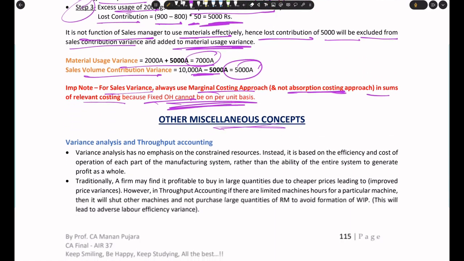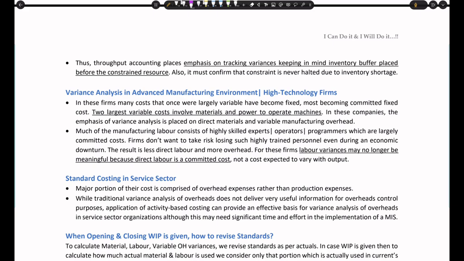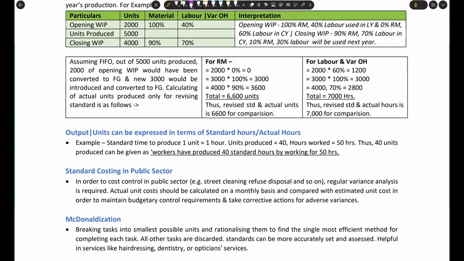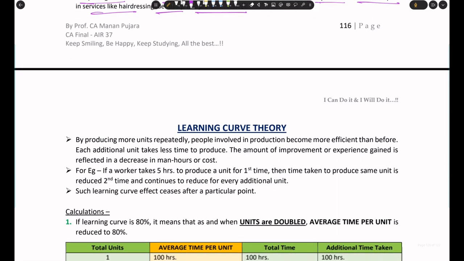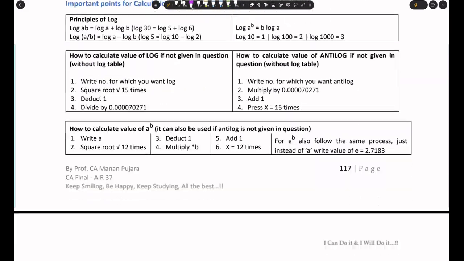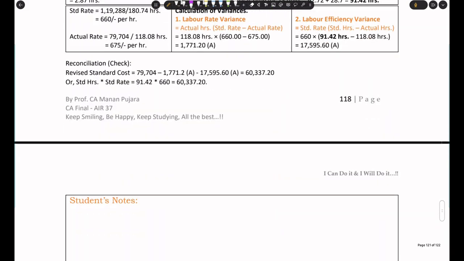Now we are discussing McDonaldization: breaking tasks into the smallest possible units and rationalizing them to find a single most efficient method for completing each task. All other methods are discarded. Standards can be more accurately set and assessed, helpful in services like hairdressing, dentistry, optician services. Then there is the learning curve theory. You can read it and this chapter then ends.